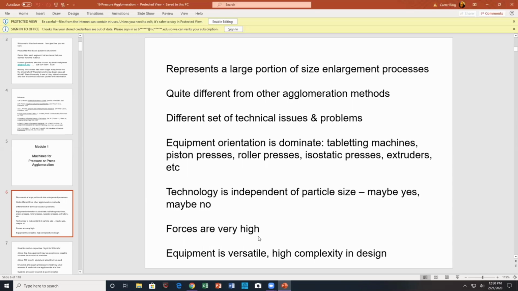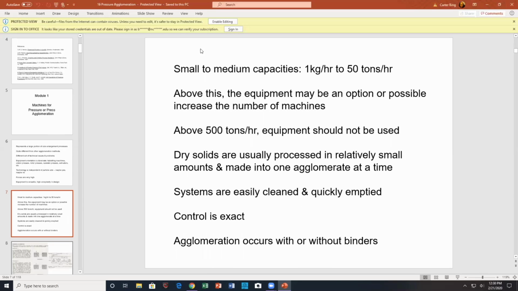Forces are very high, right? Equipment is very versatile and complexity exists in the design. You have small and medium capacities, from 1 kilogram per hour to 50 kilograms per hour, and above that up to 50 tons per hour. Above this, the equipment may have an option of an increased number of machines. Above 500 tons, equipment should not be used. That's 500 tons per hour.